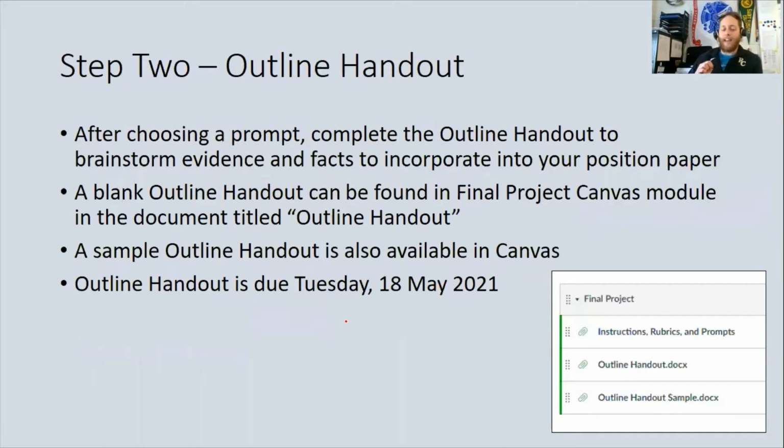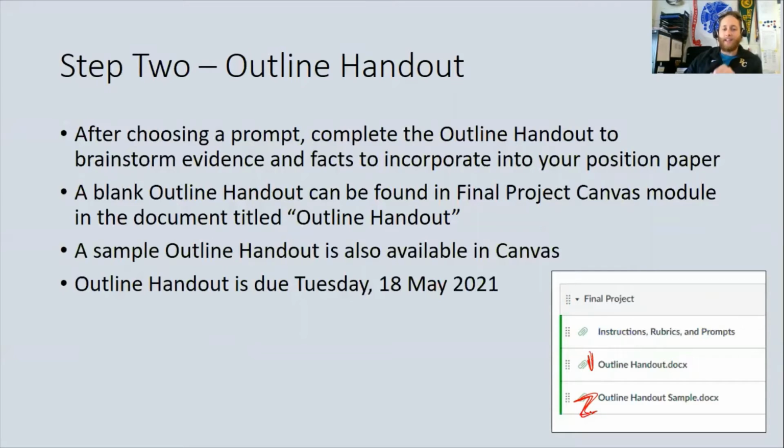Step 2 is the outline handout. This is found in the final project module in Canvas. There are 2 documents relevant to the outline handout. One is the outline handout document itself. This is just a blank template for you to work from. And the second one is a sample that I made just to help illustrate what kind of information you should have on your handout and the way you should be phrasing some of the snippets in the handout. And I'll show you what I'm talking about coming up next.